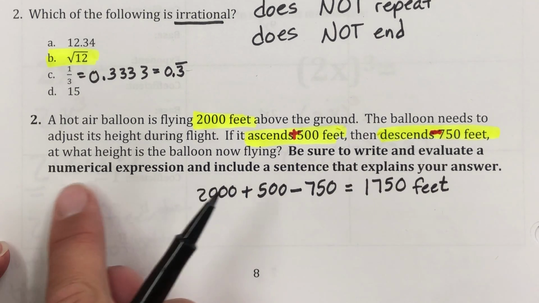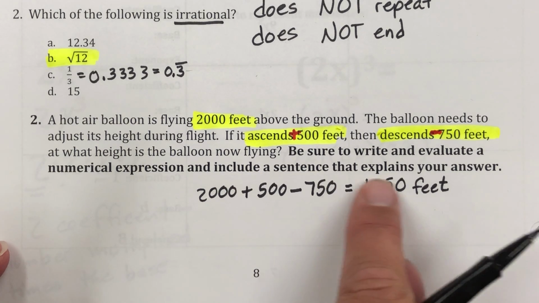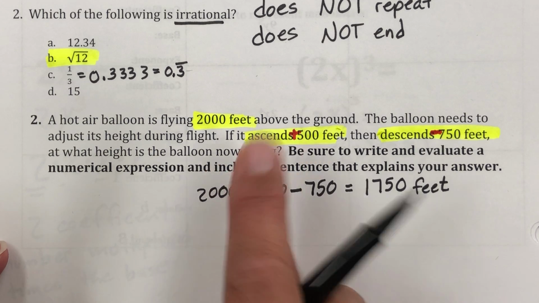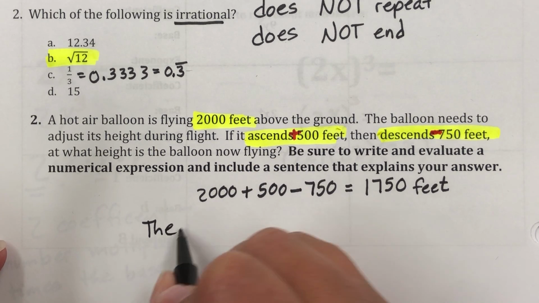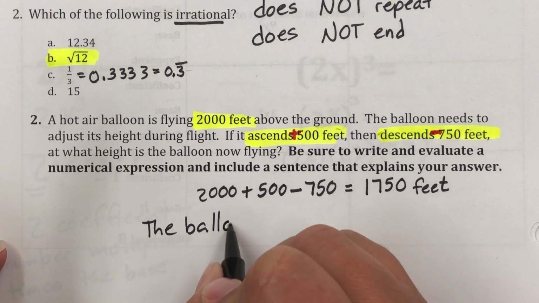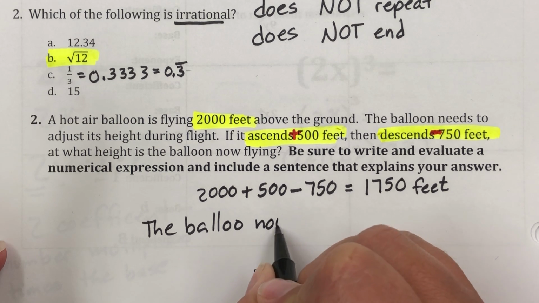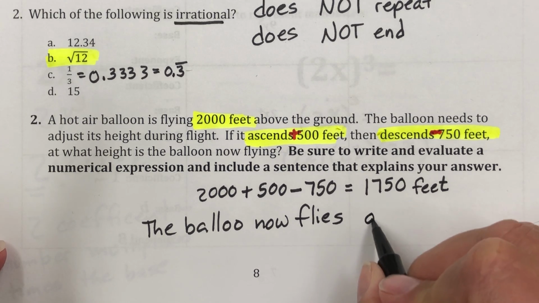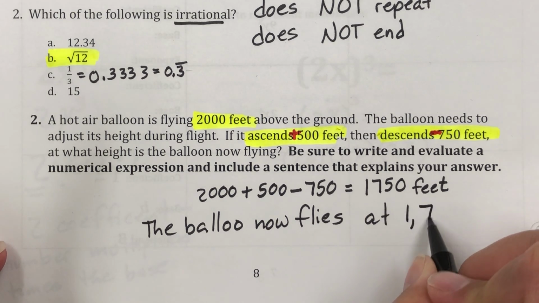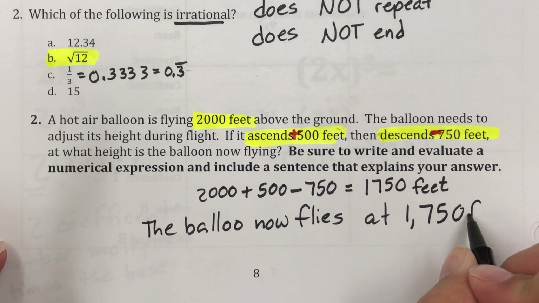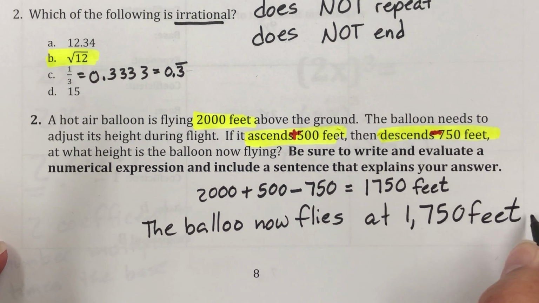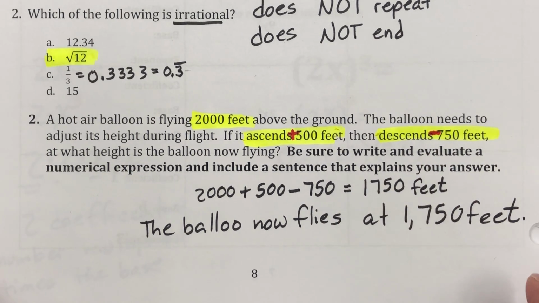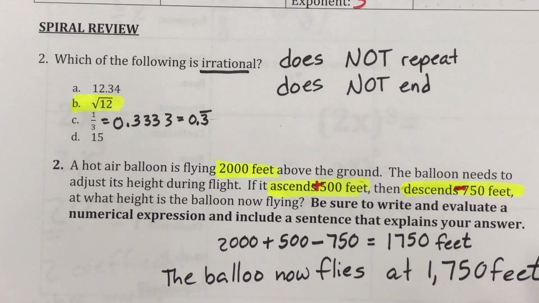So now I have to write my little sentence. Be sure to write and evaluate a numerical expression, that's that. Include a sentence that explains your answer. Here's my sentence. At what height is the balloon now flying? The balloon now flies at 1,750 feet. Make sure you're using your units and writing a nice sentence that answers the question. Okay, so that's that part of the independent practice.